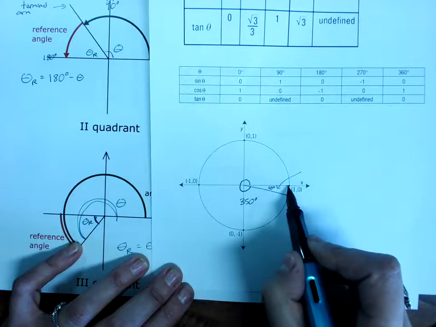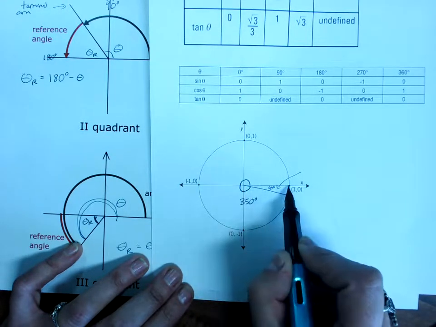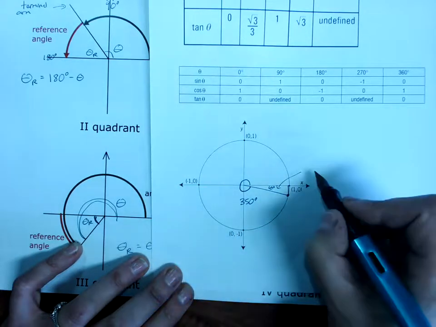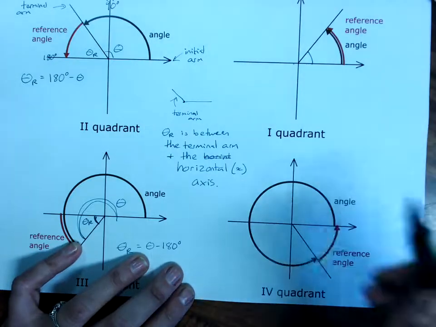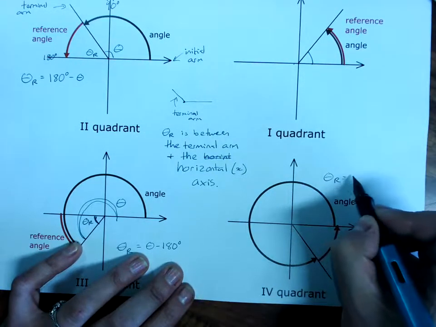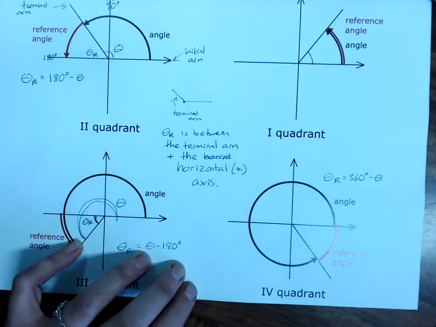Because remember, sine is the y value, cos is the x value. They're the same for 10 degrees as 350 degrees. So my reference angle for here, reference angle is 360 degrees minus the angle I had.